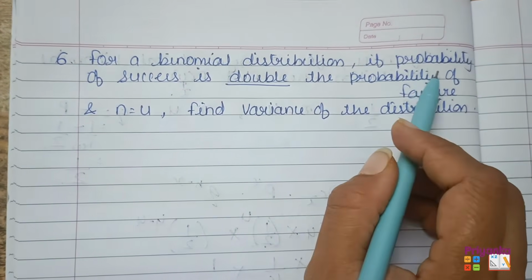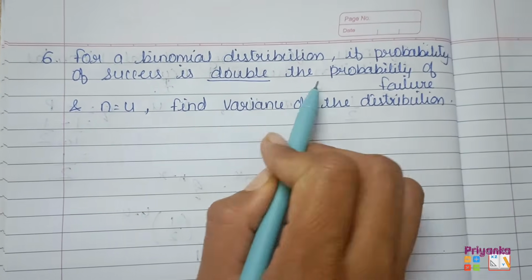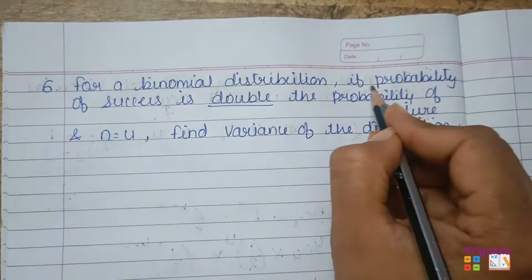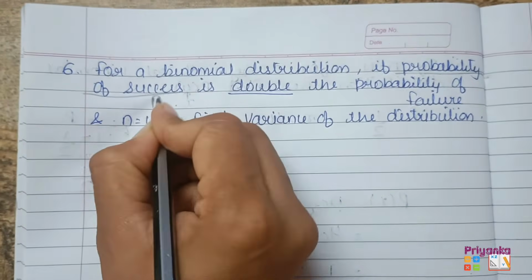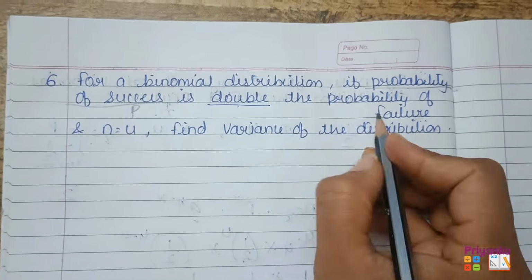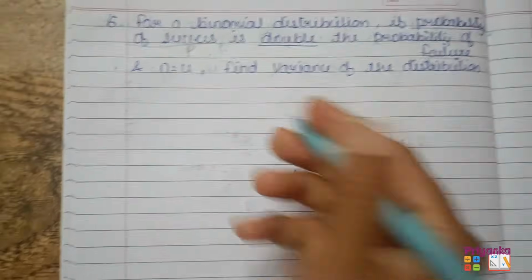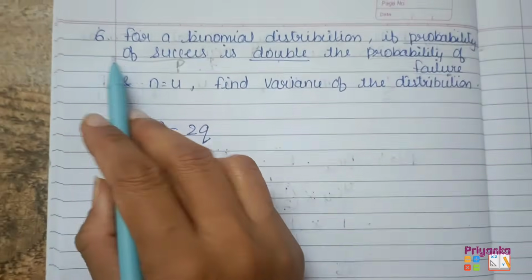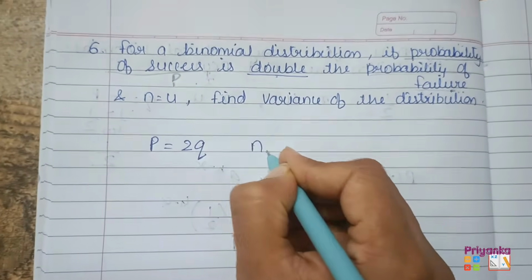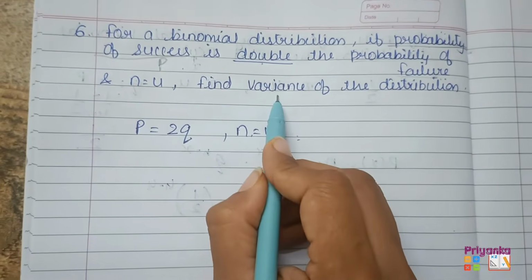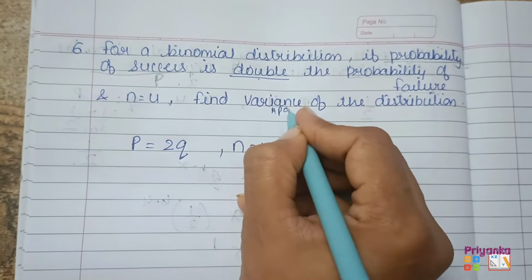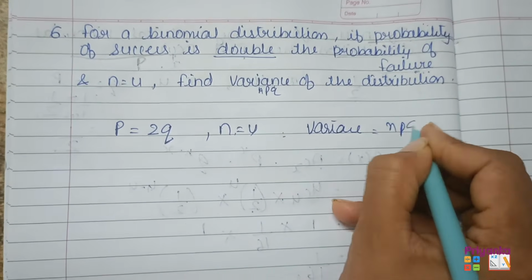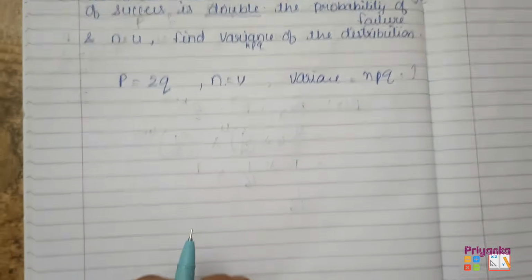For the binomial distribution, if the probability of success is double the probability of failure, that means the probability of success, which we denote as P, is double the probability of failure. So P is equal to 2Q, and n is equal to 4. What they ask you to find is the variance. Variance means npq, so I am writing variance equals npq.